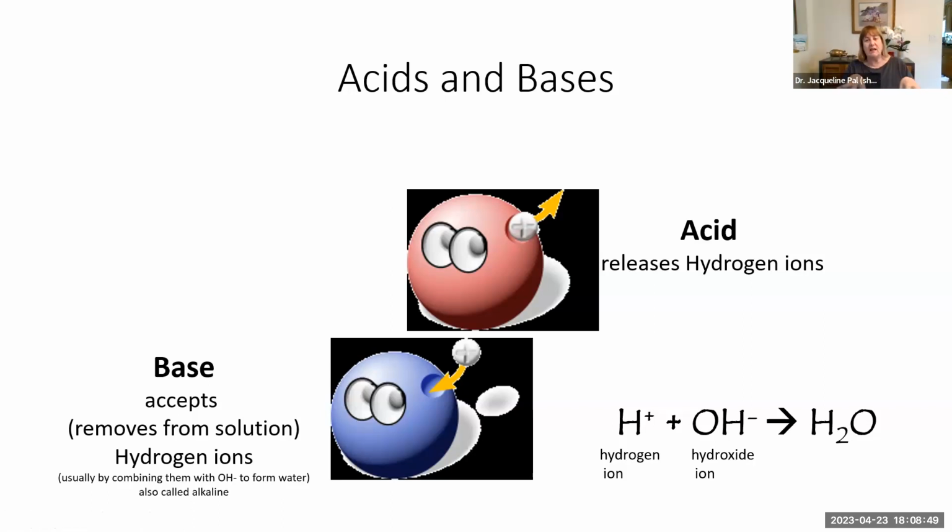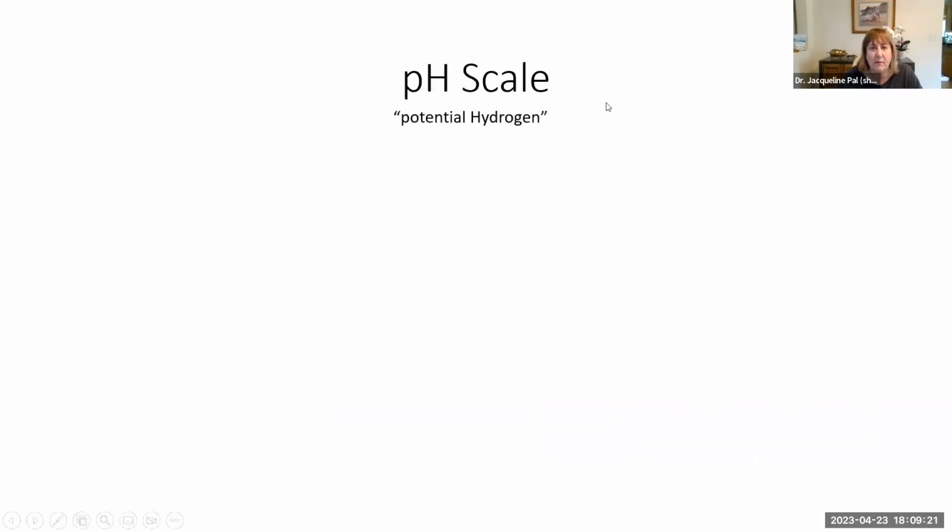So acids can release a hydrogen ion into the solution, and then it can bond to a base, usually by combining the hydrogen ion with a hydroxyl ion to form water, which is a common way. Okay? And the word alkaline is a synonym for the word basic. So we can talk about chemicals being acidic or basic. That's really more a thing for chemistry. For us, we're going to be talking about acids and bases in generalities and how they relate to the pH scale. So pH stands for potential hydrogen.